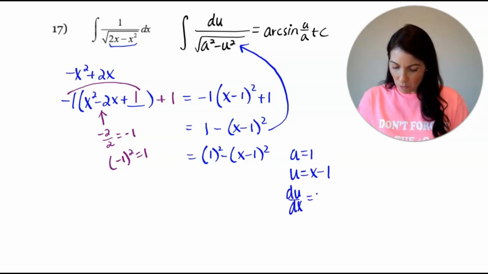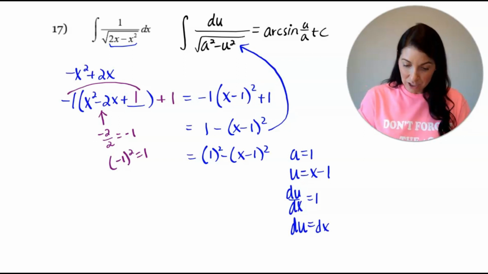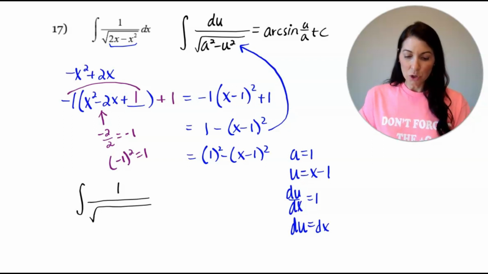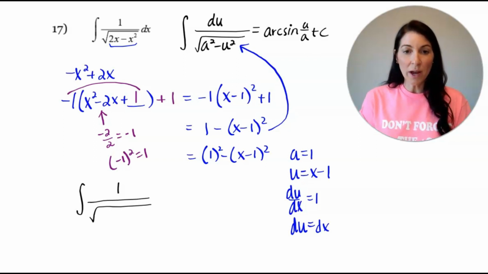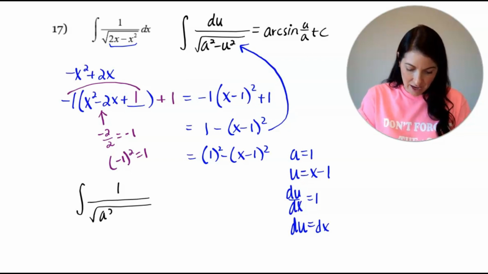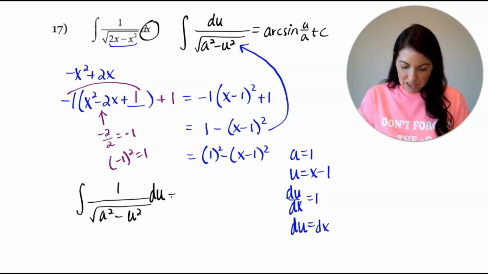Du dx is going to be 1, so du is going to be, not 1, but dx. So now I can rewrite this original integral as the integral of 1 over, and the square root of 2x minus x squared, we said we can rewrite as 1 minus x minus 1 squared. If we make a as 1 and u as x minus 1, you can see how I can write this as a squared minus u squared, and then since dx is du, there we go. We have the setup for an integral that would produce an arc-sine function.